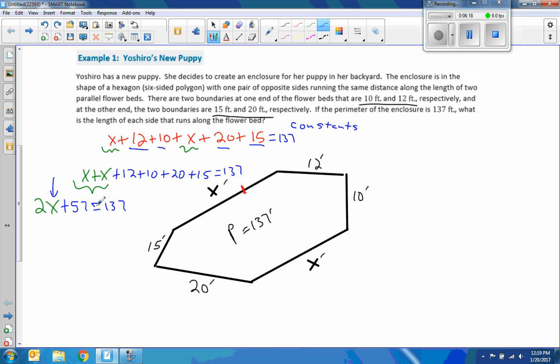This is an equal sign. In order to make this 0, I've got to subtract 57. So 2x, and there's nothing here, so it's still going to be 2x. 57 minus 57 is 0. And if I subtract 57 from the left, I have to subtract 57 from the right, or my equation is no longer equal.